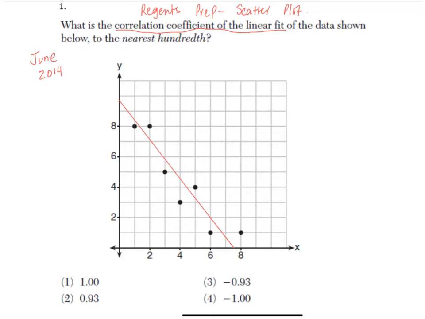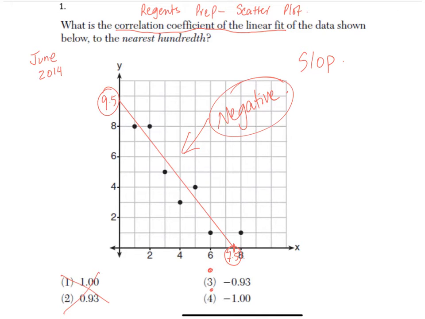So we know this is around the 7.5 point, maybe. This is around 9.5, right? So if we were to look at the slope, we know that it is negative, so it's either 3 or 4. So we can get rid of these two options, right? So the slope is negative, so it's one of these two.